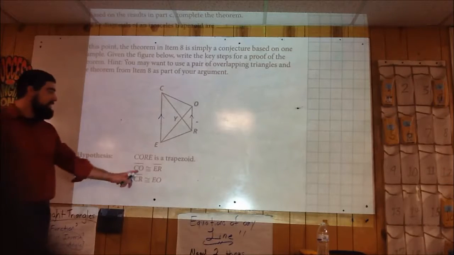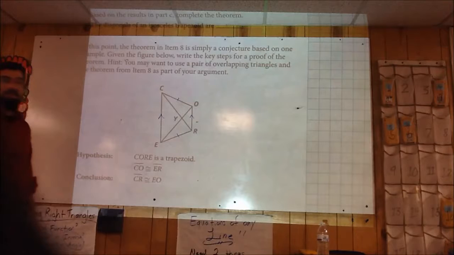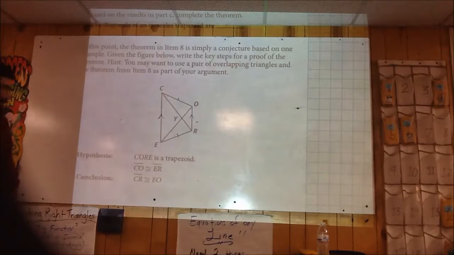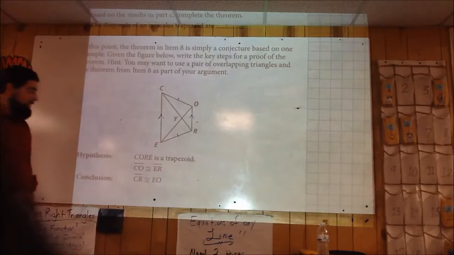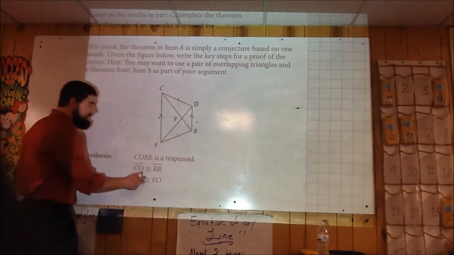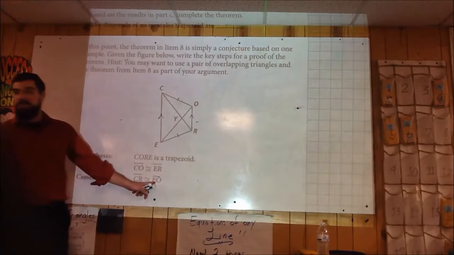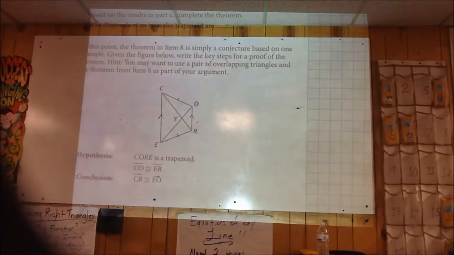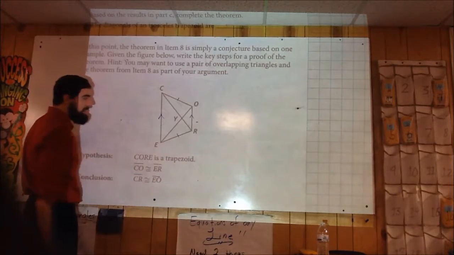Then it tells you that segment CO is congruent to segment ER. So that means that this is an isosceles trapezoid. And then we're trying to conclude that segment CR is congruent to segment EO. Please add the bar above the capital E, capital O. We're talking about congruence, we're talking about segments here. So segment CR is congruent to segment EO.